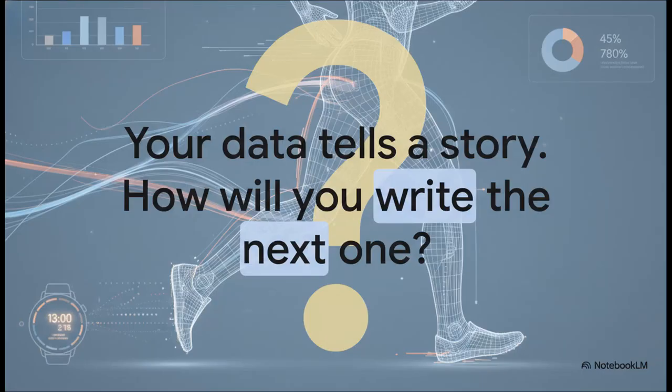You see, at the end of the day, your watch is just giving you the raw material to understand the story of your run. It's showing you where you're efficient and where your form might be breaking down. The real question isn't just what the data says. The question is, now that you can read the story, how are you going to use it to write the next one?